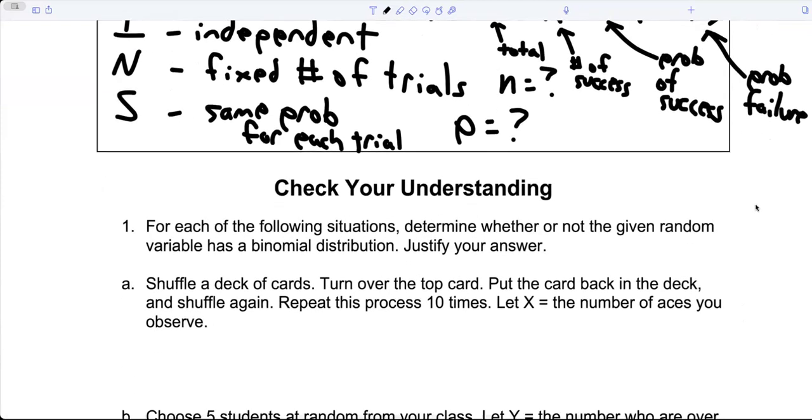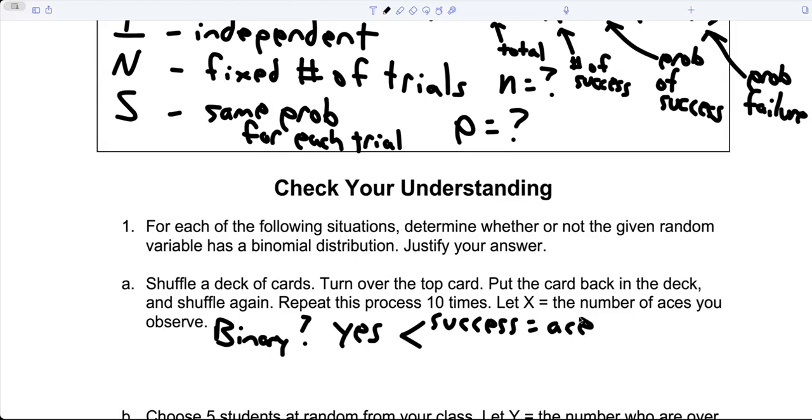Okay, so it says for each of the following situations, determine whether or not the given random variable has a binomial distribution, justify your answer. So we're going to go through the bins. Shuffle a deck of cards, turn over the top card, put the card back in the deck and shuffle again. Repeat this process 10 times. Let X equal the number of aces you observe. Okay, so is this binary? Yes, okay, we're going to define success as we draw an ace.